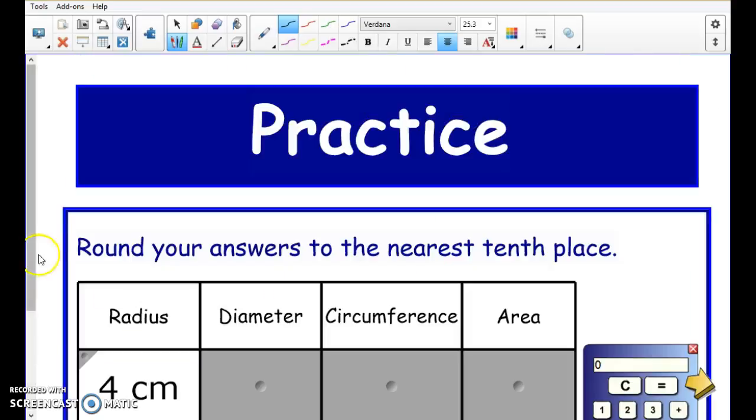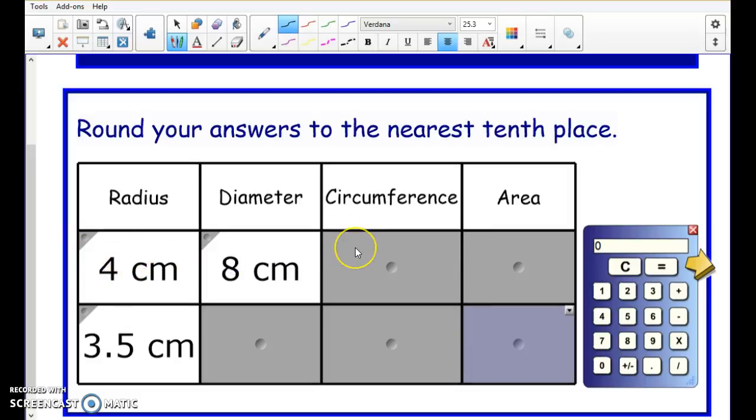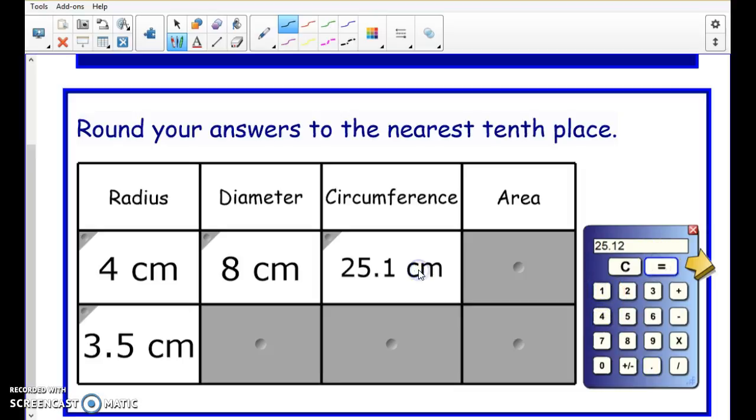Alright, last set of problems. So they're going to give us our radius of 4, and we are finding circumference and area. Alright, so my radius is 4, which means diameter is going to be 8. If we're finding circumference, remember this is just going to be 8 times 3.14. That will give me my circumference, which is going to be about 25.1.